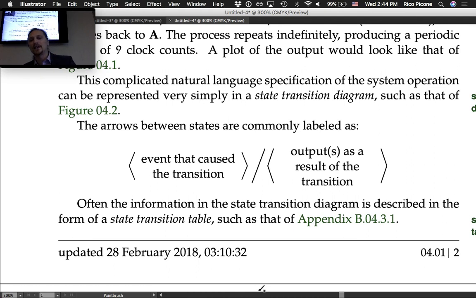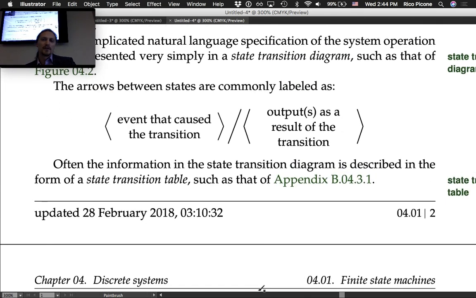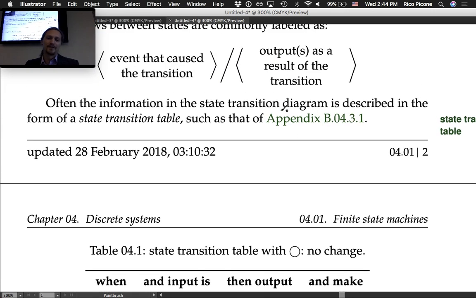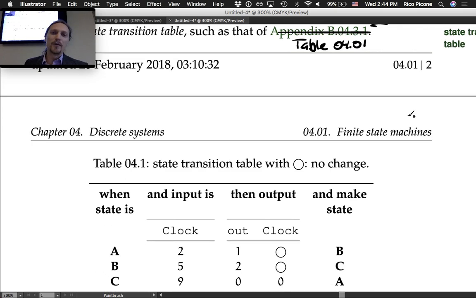Often the information in the state transition diagram is described in the form of another representation called the state transition table, such as that of, oh, I put in the wrong reference. Table 4.1. I believe this is the table that's in the lab. I think it's the one in the lab. I don't know why I put in the wrong one. Okay, so Table 4.1.